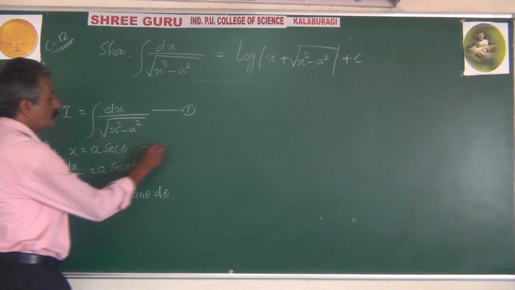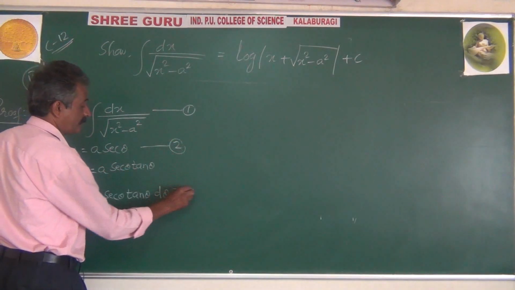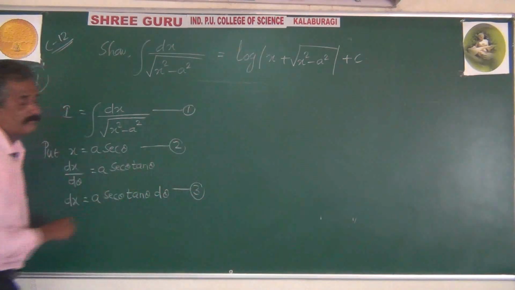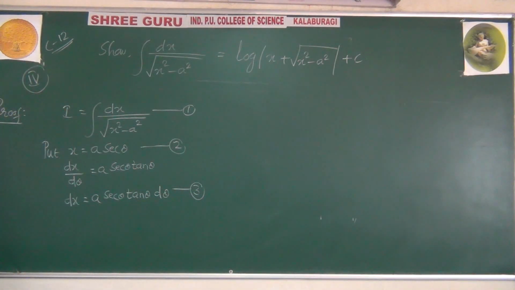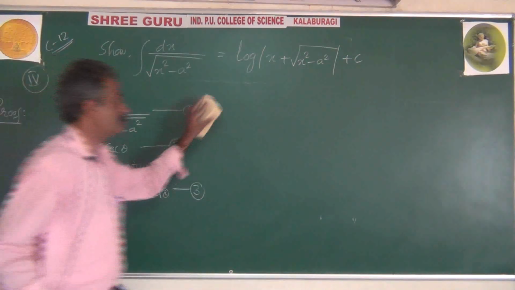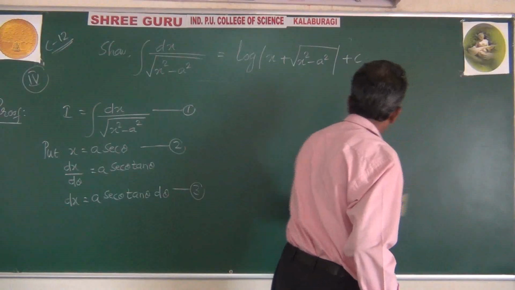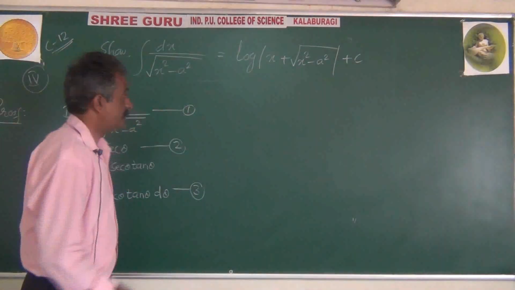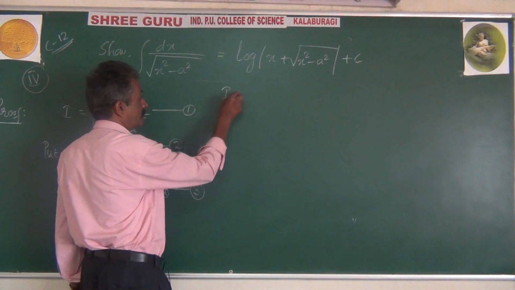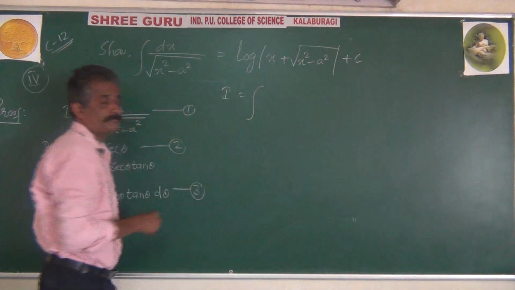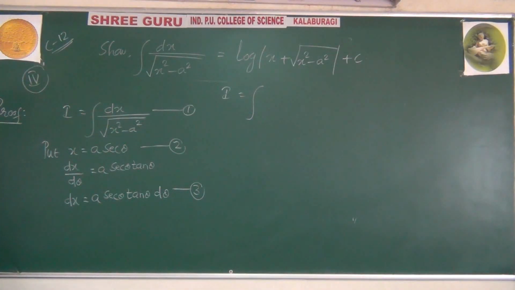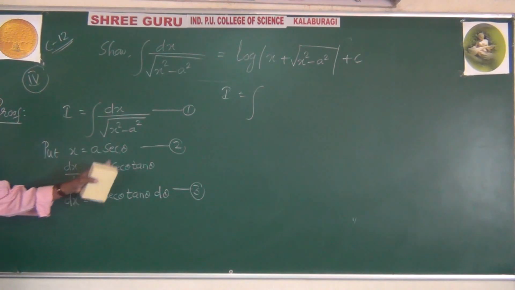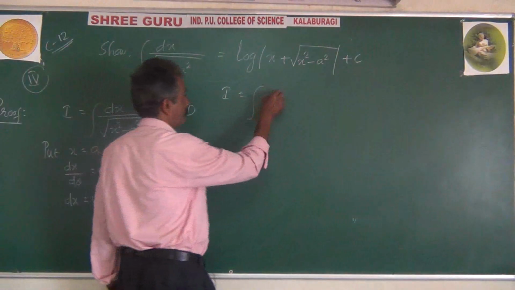Say this is 2, this is 3. Now write that from 2 and 3 using in 1. So from 2 and 3 now, 1 changes as I equal to integration dx, which means a secant theta into tan theta d theta.